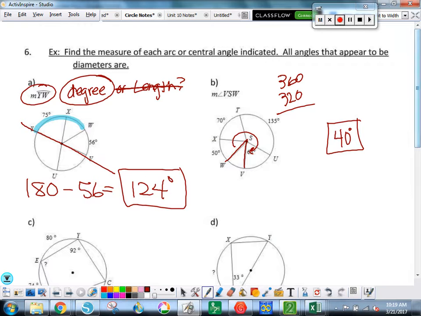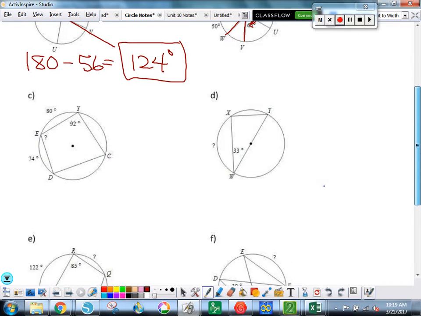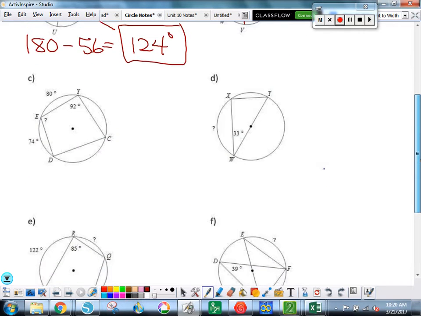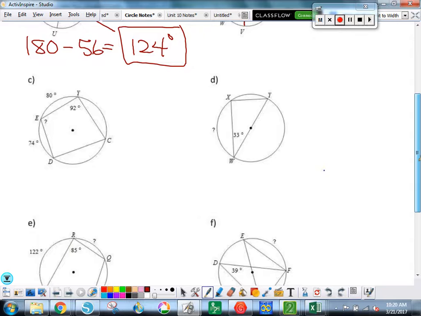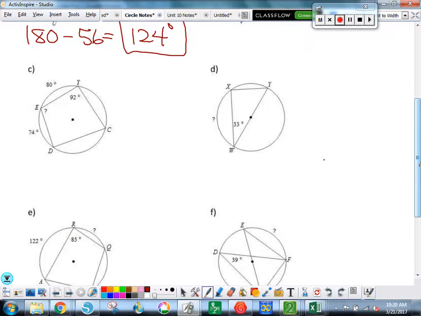All right, let's jump to part D. Part D. The 33 is angle W, yes.